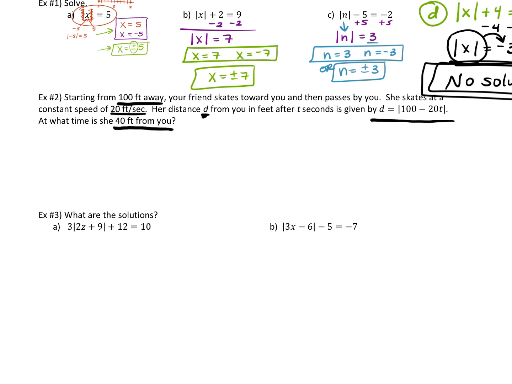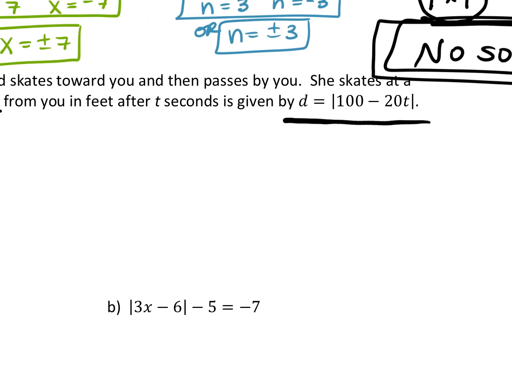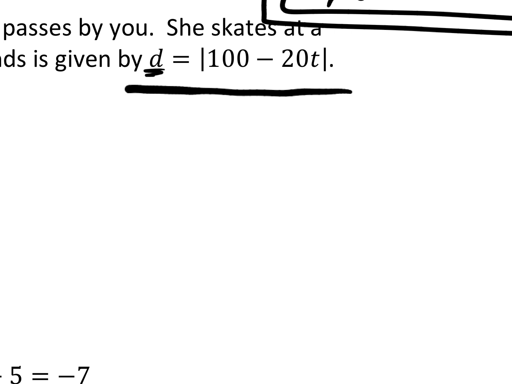So here's the situation. You're here. Your friend starts over there and is going to skate past you. How many times can she be 40 feet away from you? Twice, right? She could be 40 feet that way. Then she gets closer, further, and now she's 40 feet that way. So 2 times that she could be 40 feet away from you in this scenario. So we need how many equations? 2, right?